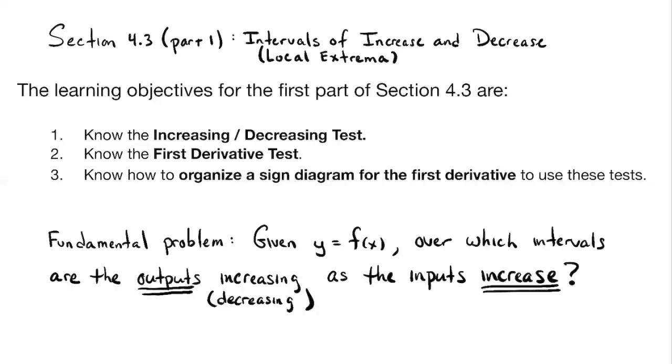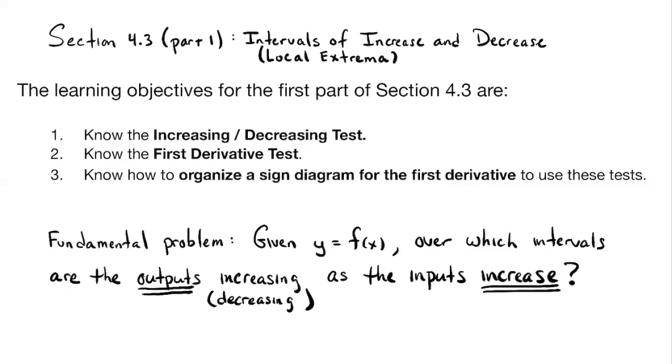In this first part of section 4.3, we're going to see how we can use the first derivative to determine the intervals over which a function's outputs are increasing or decreasing. At the same time, we'll be able to classify any critical values of that function as either local minimum or maximum. That is, we'll be able to find and classify all of its local extrema. So you can see the objectives there.